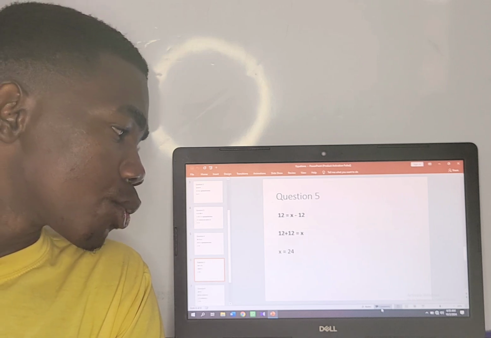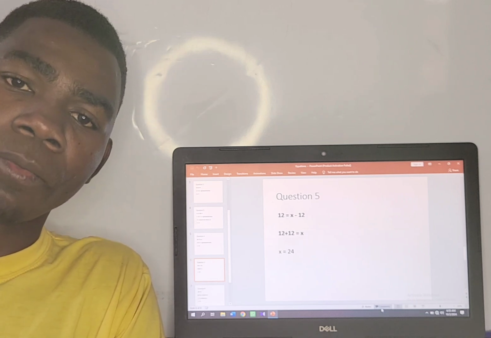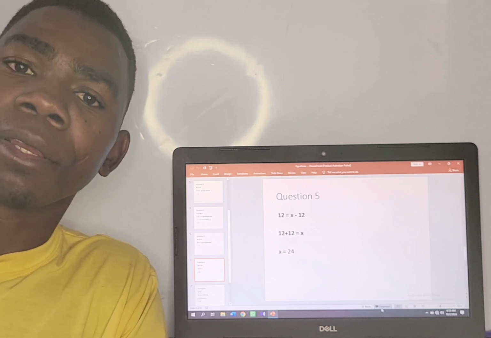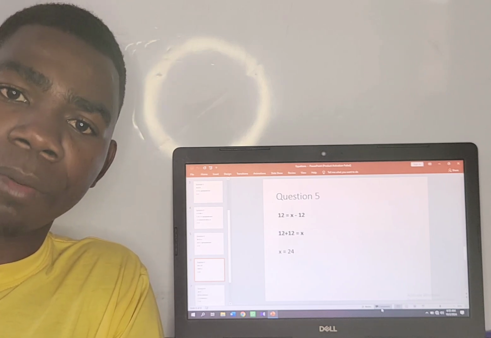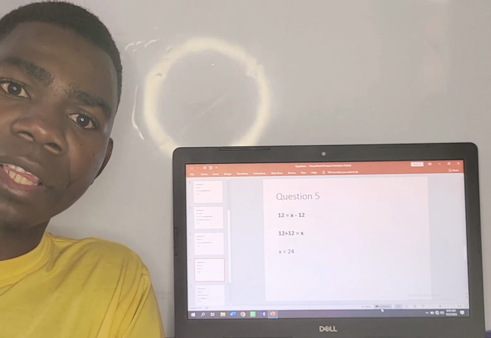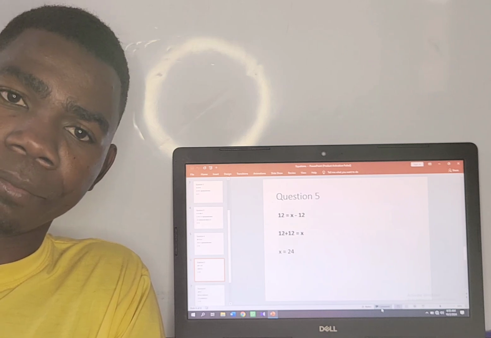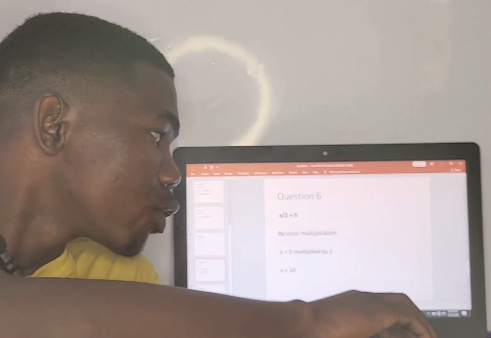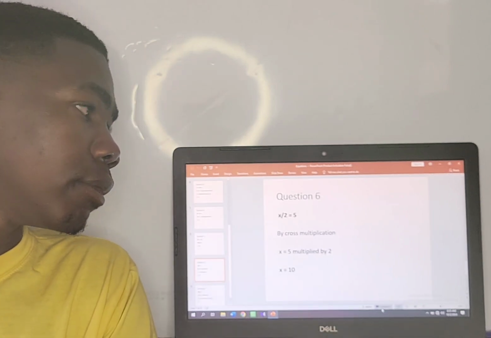This is how to solve and find the value of x. So whenever you are given each and every problem, we have to consider what the first step to take. Let's see how to work on another problem.